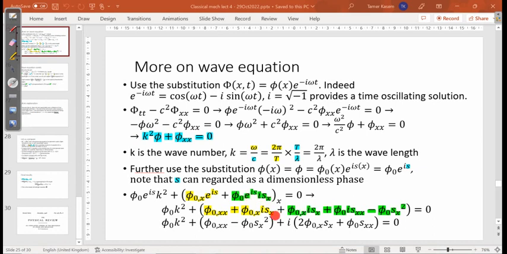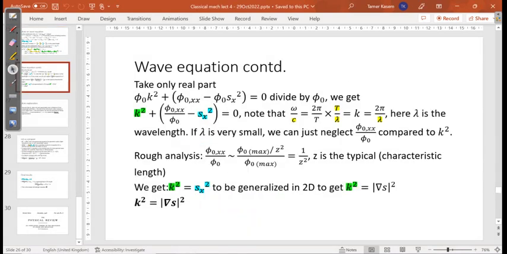And finally, we could collect together the terms having the imaginary part i and the terms that are real, and since this is equal to 0, we can equate the coefficient of i alone to 0 and the coefficient of the real alone to 0. Okay. Taking only the real part now, which we are interested in, we get this equation: phi node k squared plus phi node xx minus phi node s squared equal to 0. And we can divide again by phi node, we get this expression.